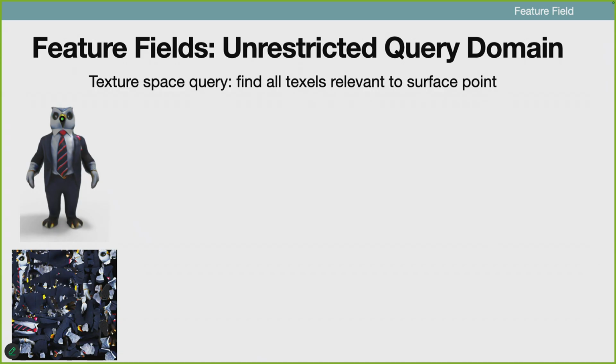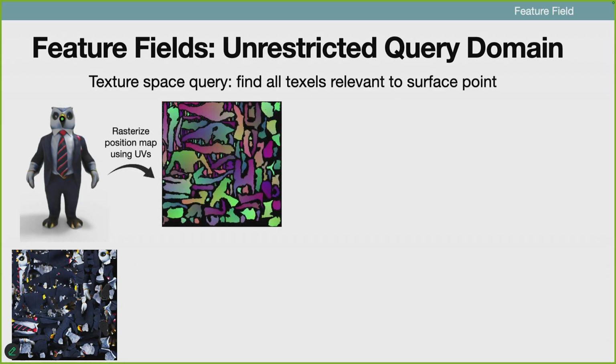So with the feature field, of course, we can establish a direct correspondence between each texel and a deep feature. And how we do that is we can first rasterize a position map using exactly that UV mapping that we have from the model.